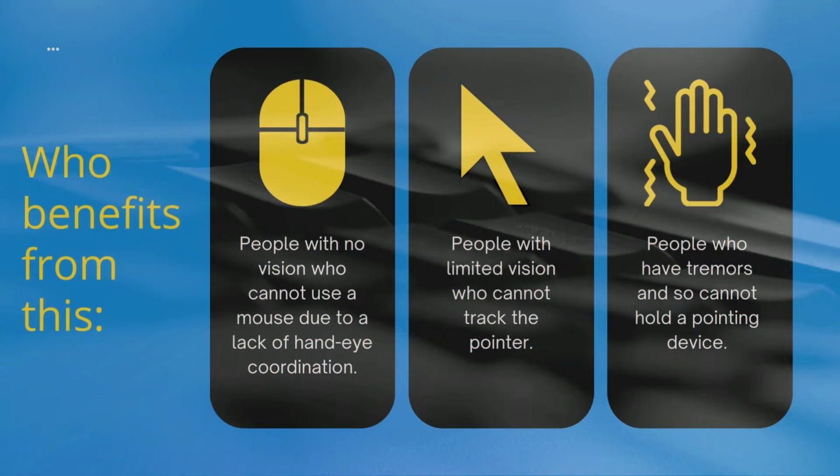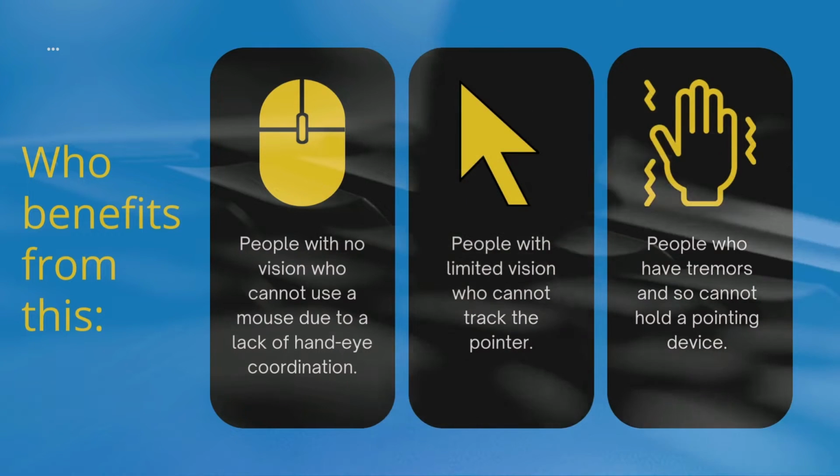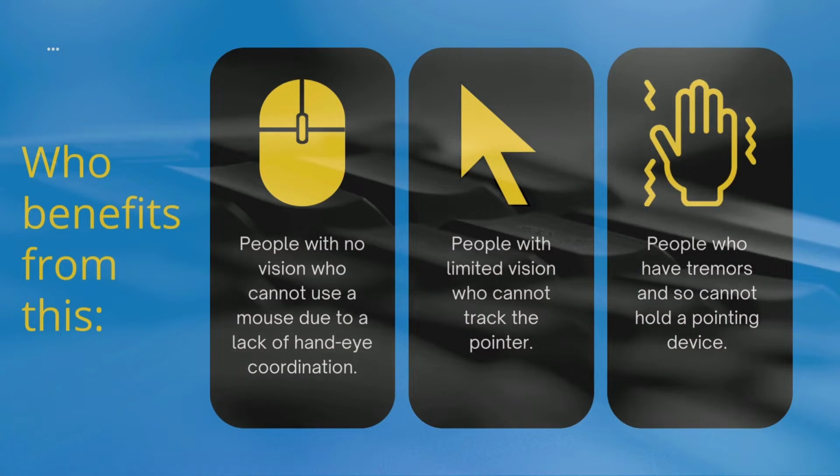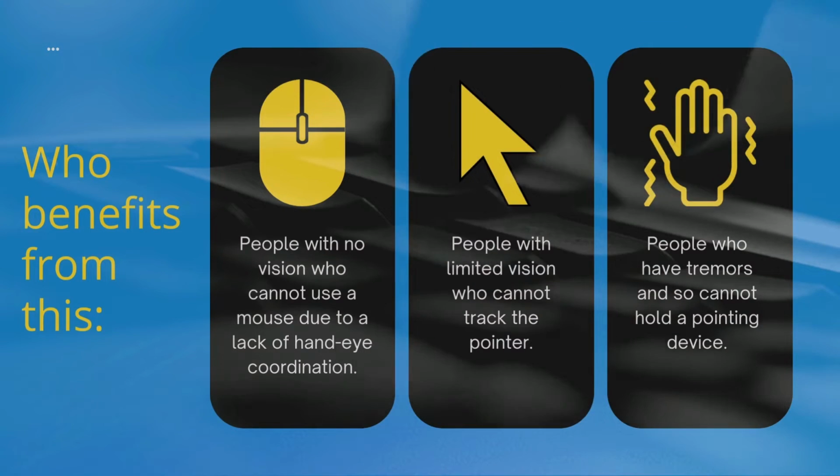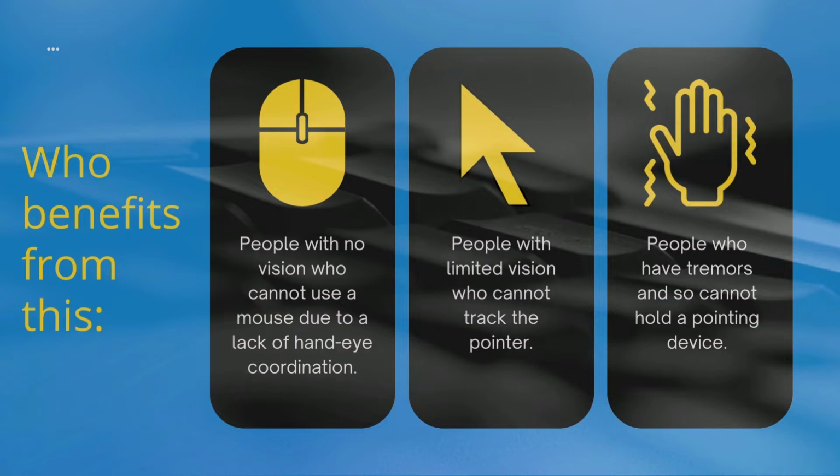Now let's see who benefits from this. People with no vision who cannot use a mouse due to a lack of hand-eye coordination. People with limited vision who cannot track the pointer. People who have tremors and so cannot hold a pointing device.